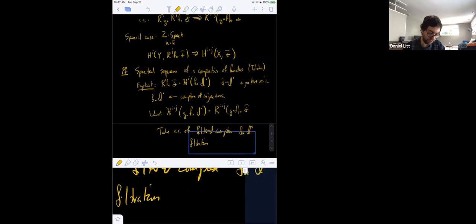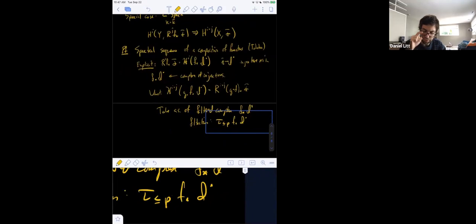Sorry. Have you seen this notation where you take the truncation of a complex? This is a complex whose cohomology is the same as the original one in degree up to P and zero above P. All you do is you take the first P minus one terms of your complex, then you replace the Pth term with the kernel of the differential and replace it with zero everywhere else. So this is a filtered complex. Whenever you have a filtered complex, you get a spectral sequence, and you should check that the spectral sequence has the right terms.